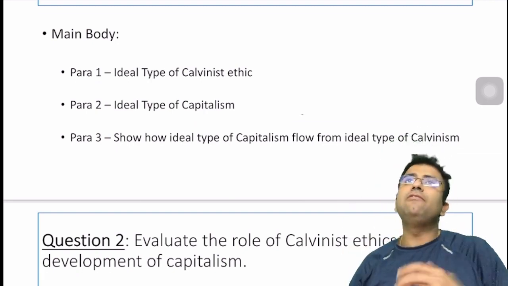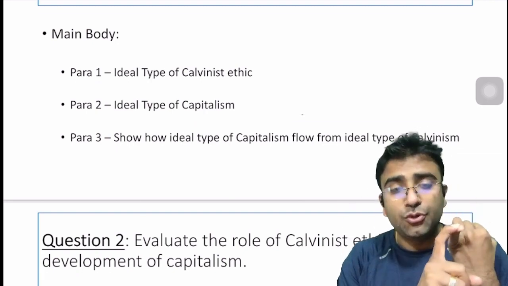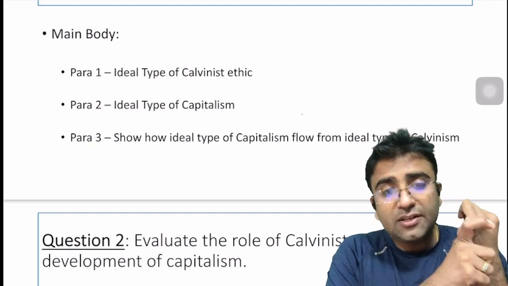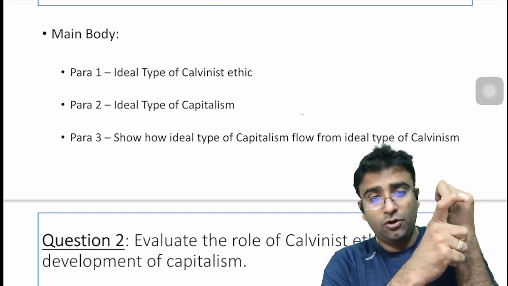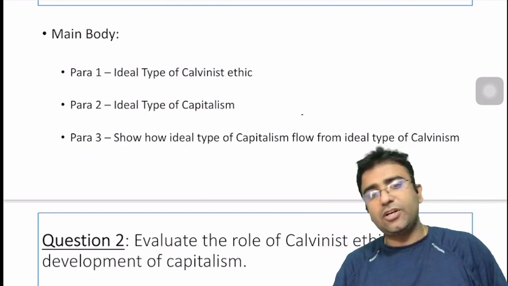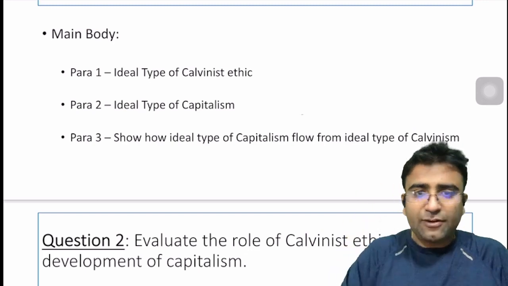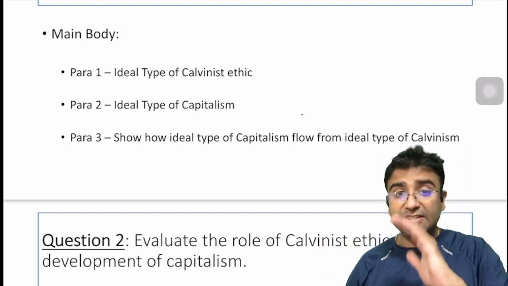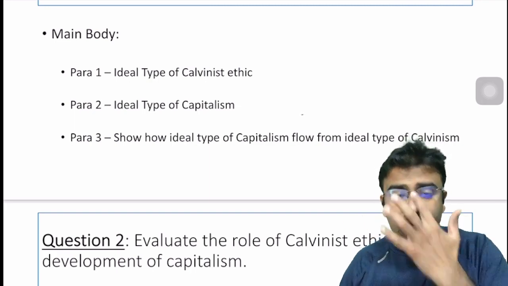The ideal type of Calvinism includes that you should not consider yourself as damned. You should rather consider yourself as elect of the God. देखिए ये सब चीज़ आप पढ़ चुके हो, मैं सिर्फ आपको समझा रहा हूँ स्ट्रक्चर कैसे करना है. अगर मैं elect of the God बोल रहा हूँ और आपको नहीं पता है what is elect of the God, that means आपने Protestant Ethic and Spirit of Capitalism नहीं पढ़ा है. Are you getting my point?